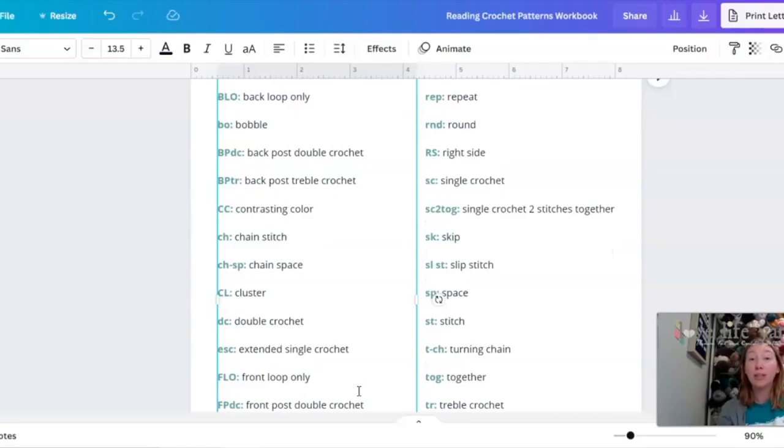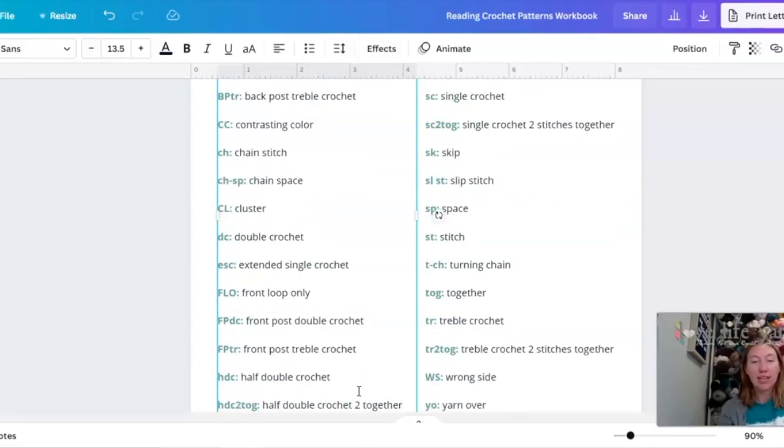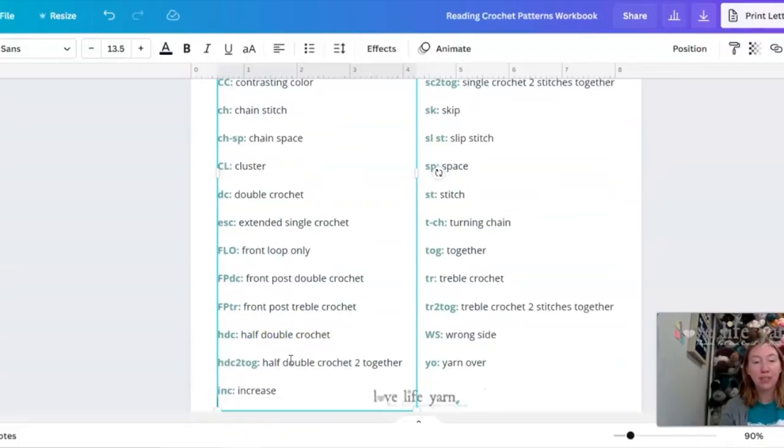FLO, front loop only. And then you had the back post crochets. Now you have the front post double crochet and front post treble. Just a difference in the way that you work those. Half double crochet and then half double crochet 2 together. And then you have INC for increase.